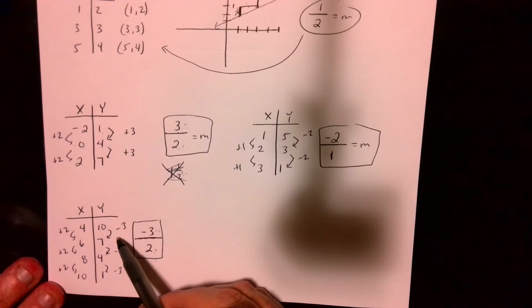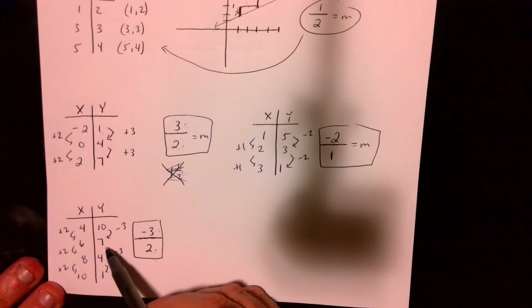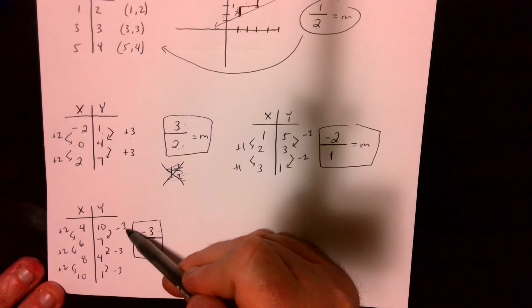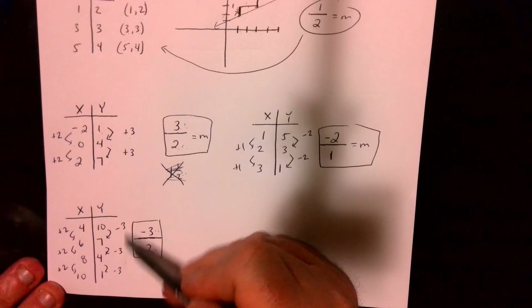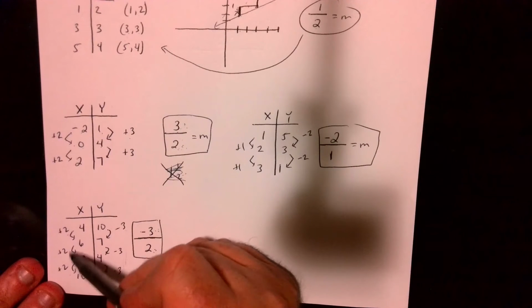Okay? Now there's another thing I want to point out to you. I see the changes from here: 10 to 7 is negative 3. From 7 to 4 is negative 3. From 4 to 1 is negative 3. Do I need to do it in every spot? Do I need to do this over here on every spot?